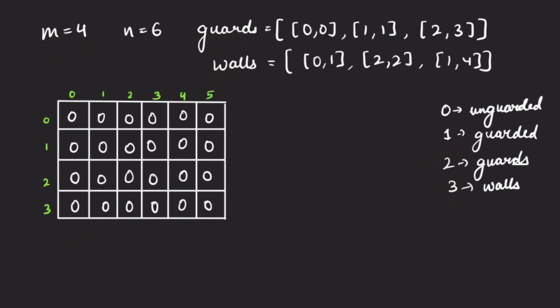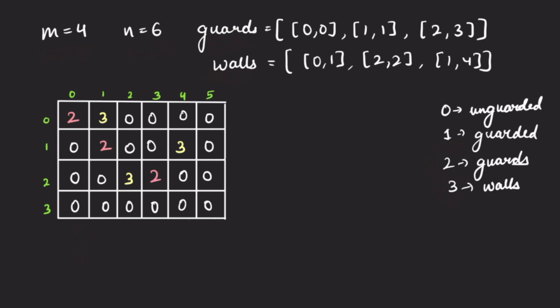So what will happen? Guard is present at 0, 0, 1, 1 and 2, 3, right? So this will be 2, 2 and 2. Then let us quickly mark the position of walls. So it is 0, 1, 2, 2 and 1, 4. So it will be 3, 3, right?